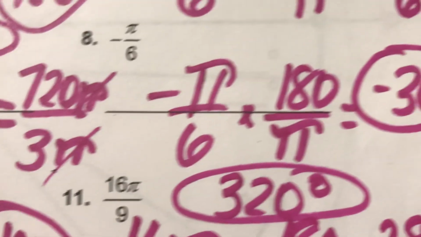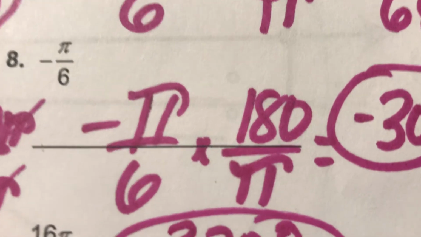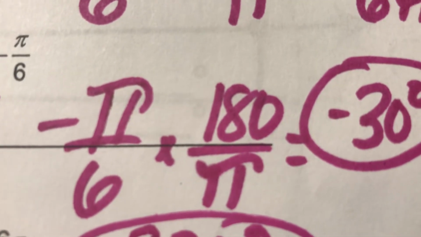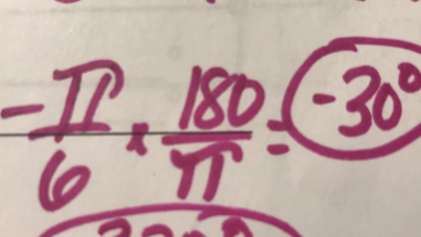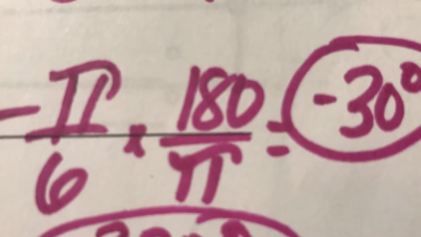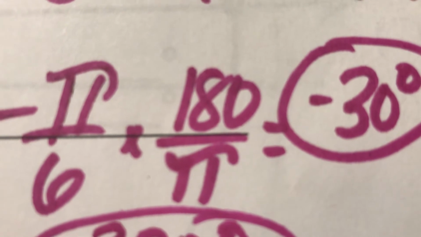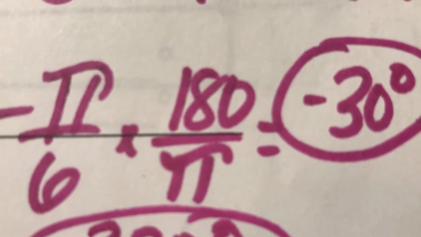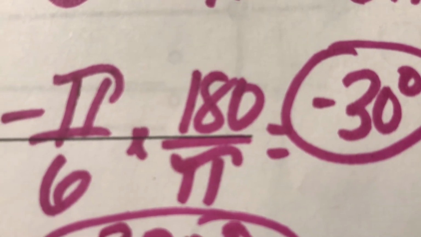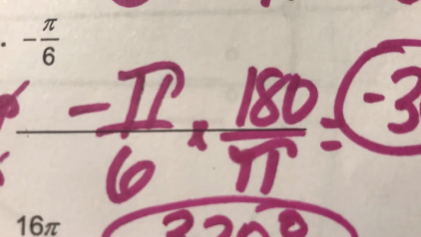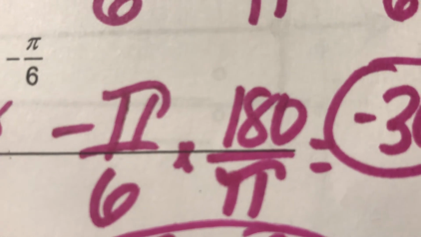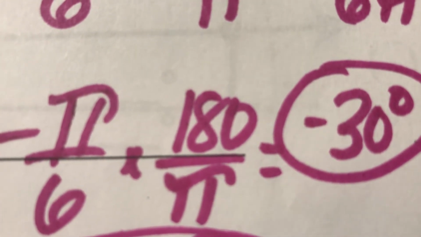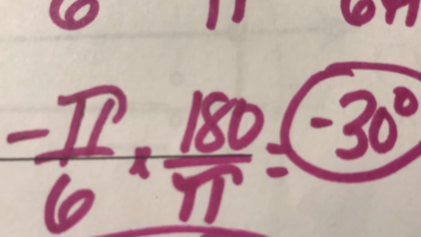Number 8 is in radians. If you convert it to degrees, you would multiply by 180 over pi. Pi would cancel. You would have negative 180 over 6, which simplifies to negative 30. That is number 8. Number 8 is negative 30 degrees.